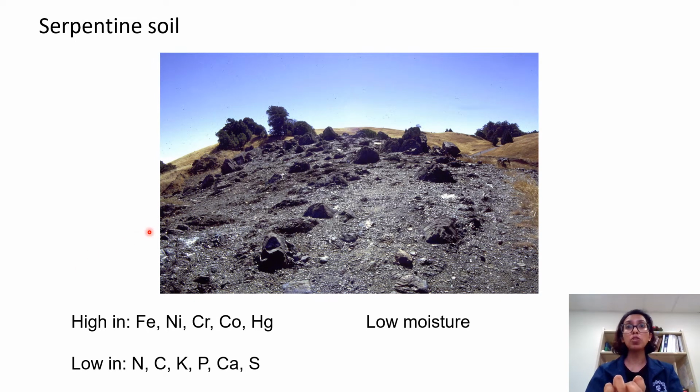Serpentine soil, which I'm showing in this image, is considered an excellent model environment to do this, as it has high levels of heavy toxic metals like nickel, chromium, cobalt and low levels of essential plant nutrients like nitrogen, phosphorus, potassium. Serpentine soil also has low moisture holding capacity. These physical and chemical conditions make serpentine soil inhospitable for most plants, but there are some plants that are well adapted to serpentine soil.